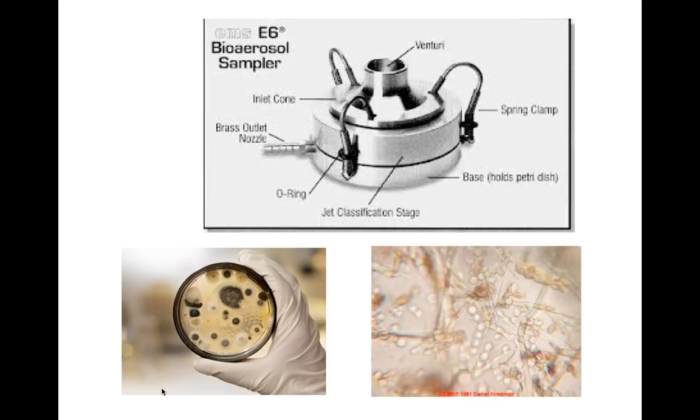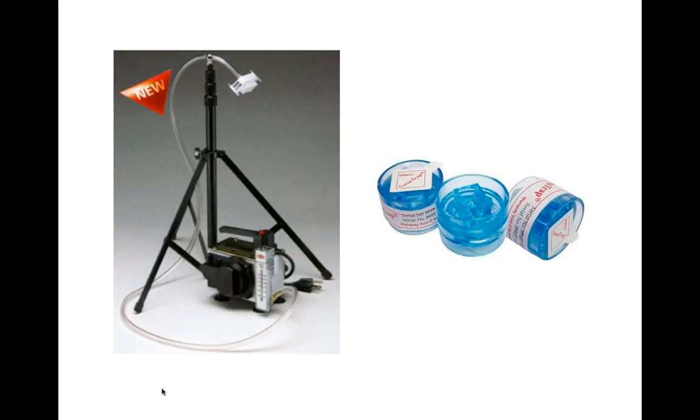You put a petri dish in there. You pull air through it, and it impacts air onto the petri dish. You incubate the petri dish. You wind up with something like in the lower left-hand corner, and then you look at it under a microscope, and you're trying to identify what kind of molds were present and how much mold was present.